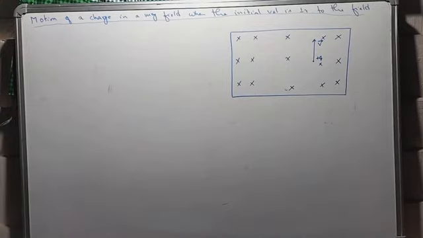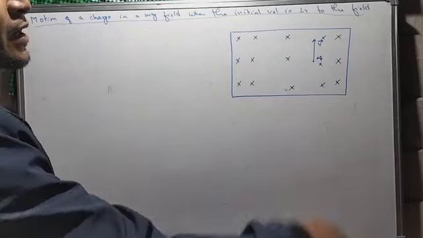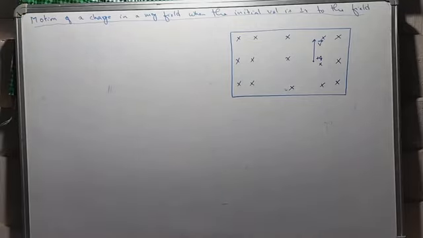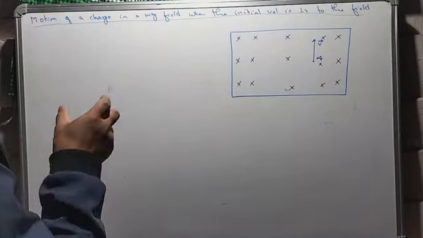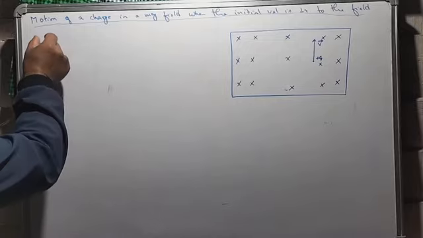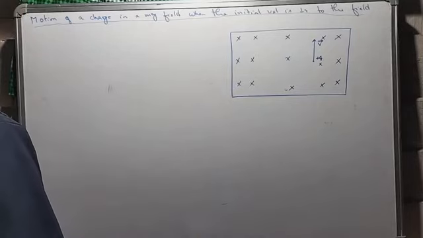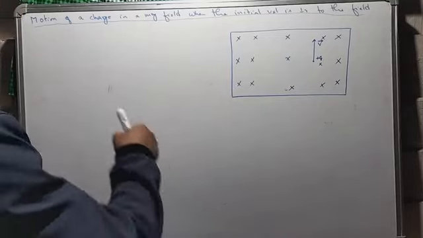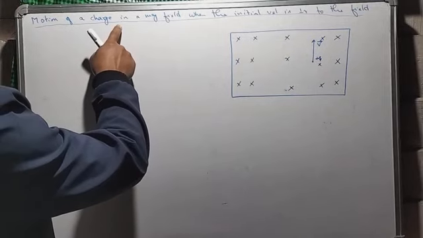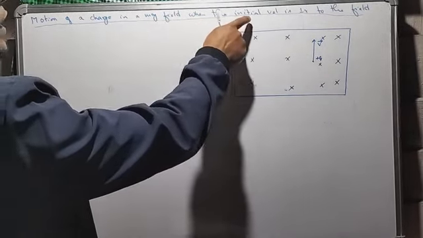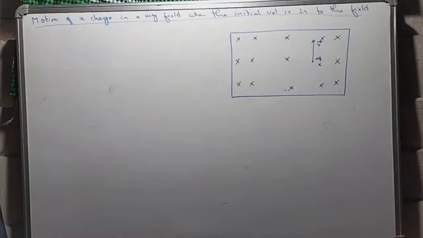We have also seen before that when the charge is moving parallel to the magnetic field, the charge will have zero magnetic force. But in this video, we will consider another case, that is when the charge is moving perpendicular to the magnetic field. So here I have written: motion of a charge in a magnetic field when the initial velocity is perpendicular to the field.